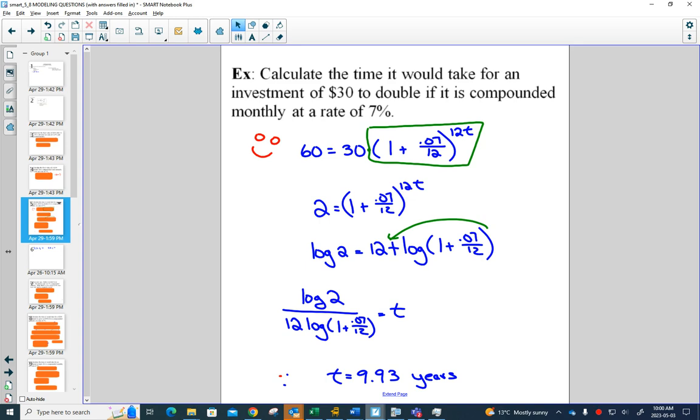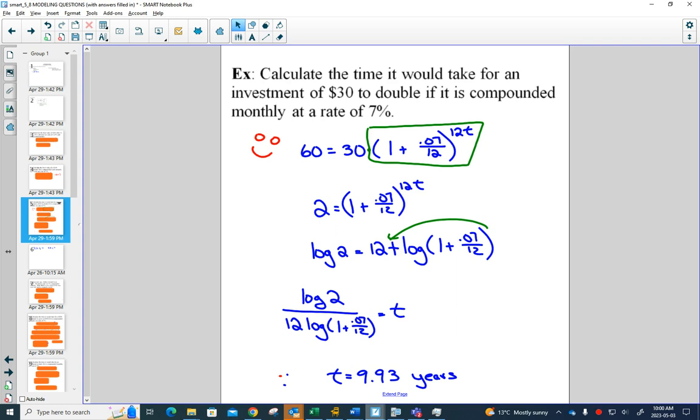if you get 7%, which is a little high for right now, but not crazy, like there's places giving out 5%, which is close, if you get 7%, it's going to double in about 10 years. And it's going to double in 10 years if you do $30 to $60, or $1,000 to $2,000.